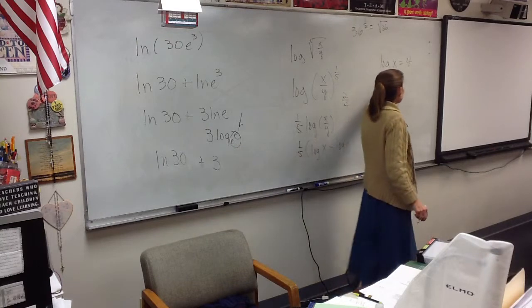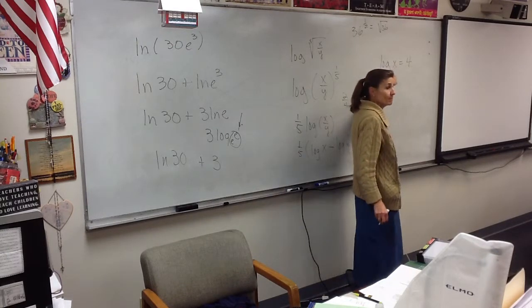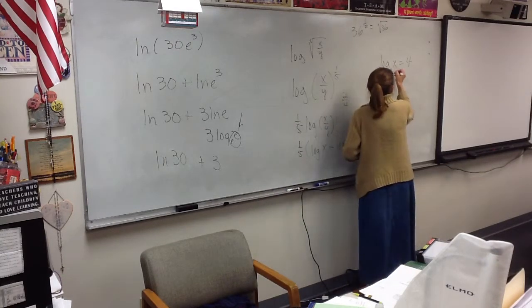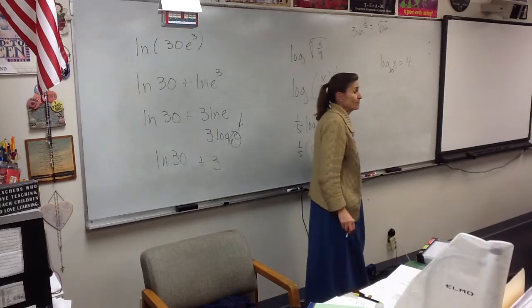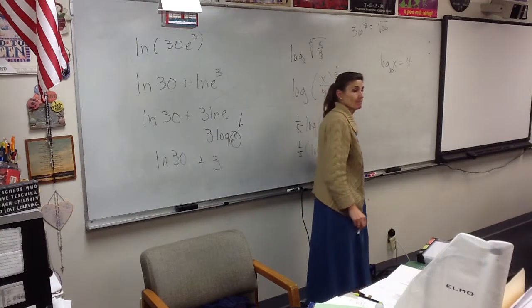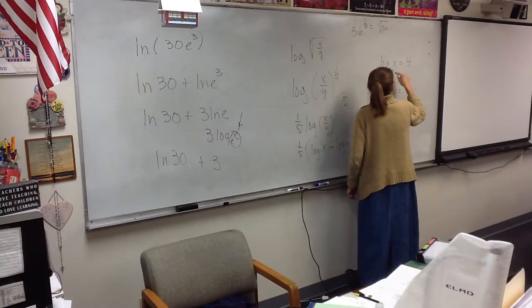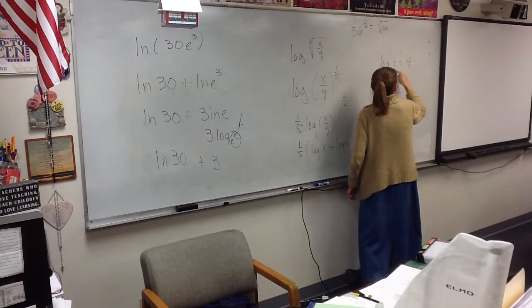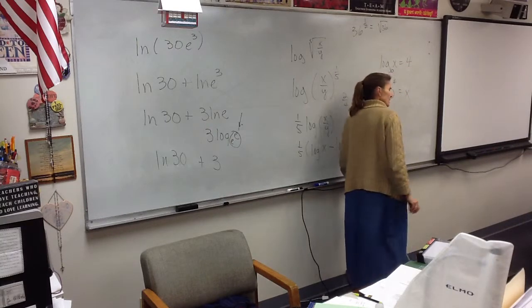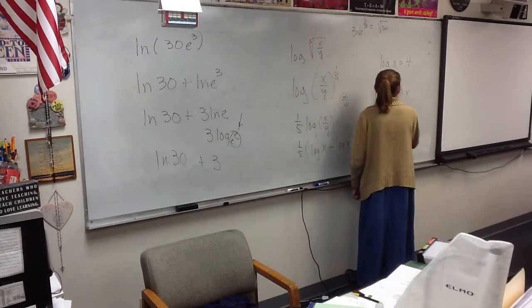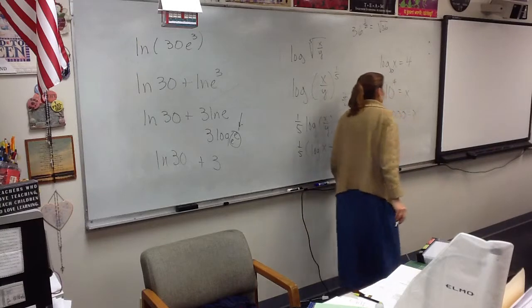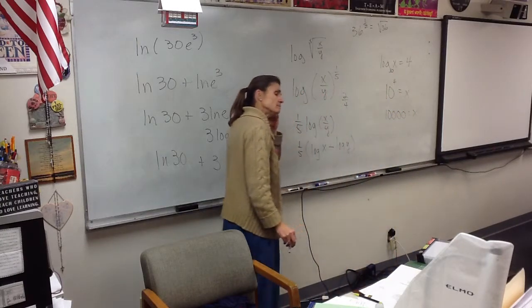We're solving this equation. Now, what is missing here but understood? 10. Now we're going to rewrite that. And how are we going to rewrite it? 10 to the 4th equals x. So what's 10 to the 4th? 10,000. So x equals 10,000.